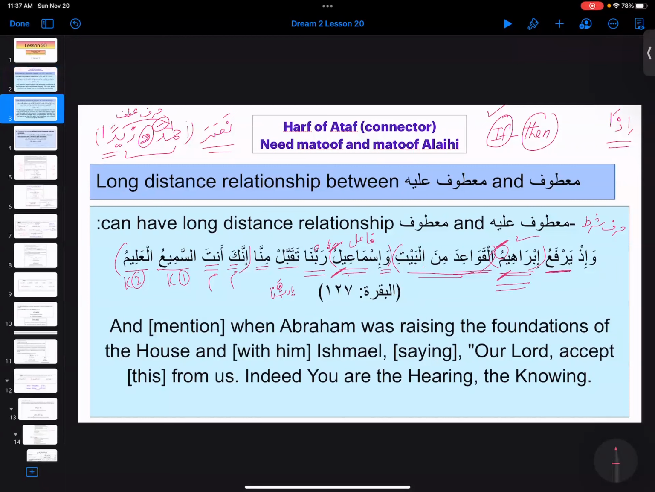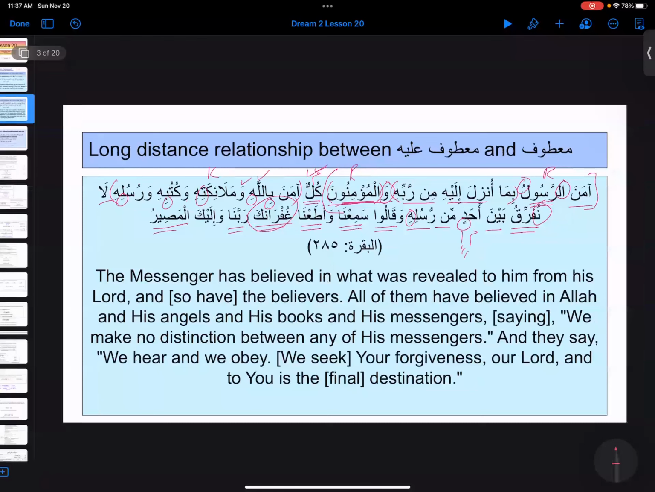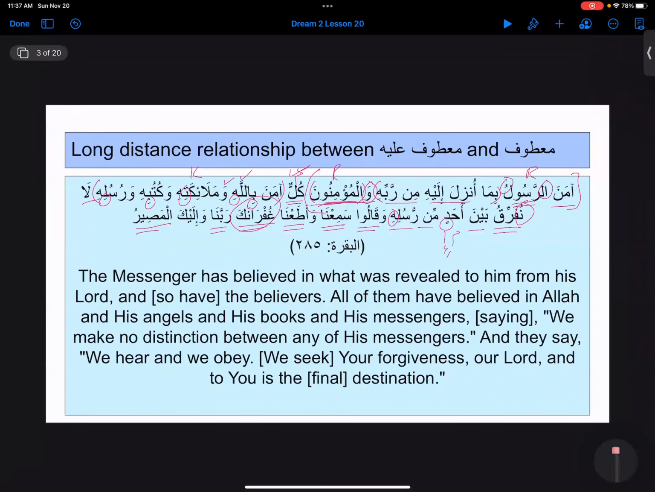For example, let's see if we have another example in the next one. Yeah, in the next one, mostly we have examples of one word. So over here, we can see Amana Rasulu, right? Amana Rasulu. So what status is Rasulu? It is Rafa, right? And its matuf is wal-Mu'minuna, right? After waw, this is Rafa. So basically, Al-Mu'minuna is matufun alayh to Ar-Rasulu.